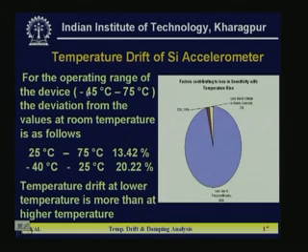Now here, from minus 45 to 75 degrees C we have calculated, and we found that from 25 degrees C to 75 degrees C the variation is 13.4%, and from minus 40 to 25 it is nearly 20%. So temperature drift at lower temperature is more than at higher temperature. So you have to take care of the situation when you are going to use this kind of sensors well below room temperature, and normally for space application the temperature is well below room temperature.